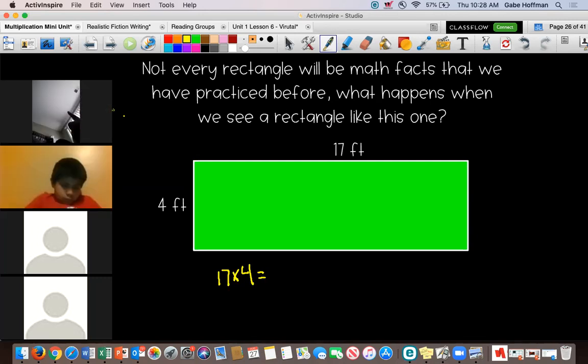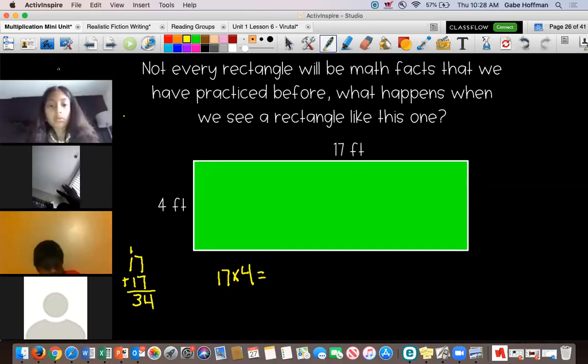You can put 17 plus 17 plus 4 plus 4. So that's the perimeter, but you're on the right track. So we're going to start with 17 plus 17. Right, and we're going to add 7 plus 7 is 14, so 4 ones, and the 1 ten up here. So we get 34. So we know that 2 times 17 is 34. So if we're trying to get 4 times 17, what could we do?